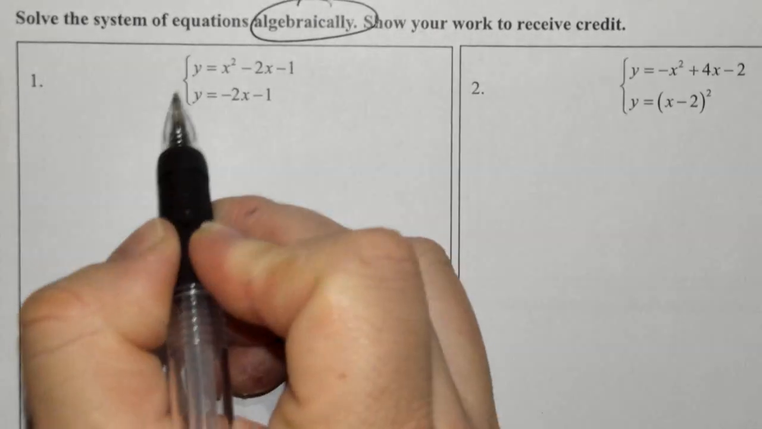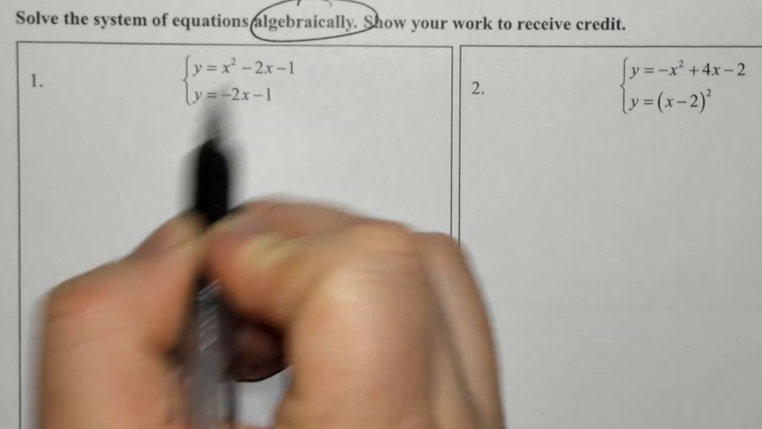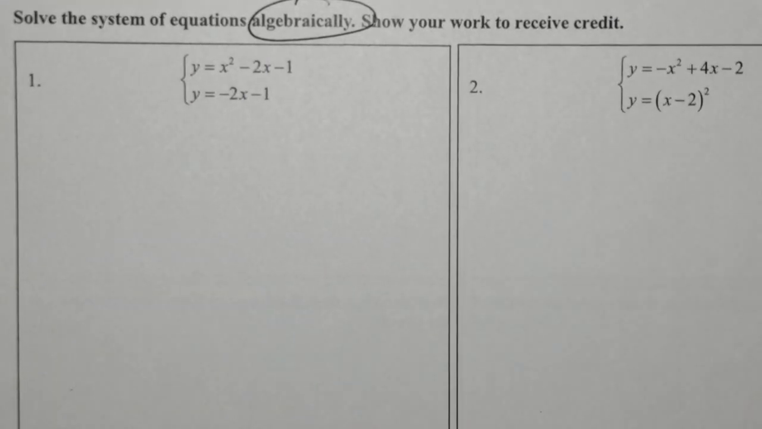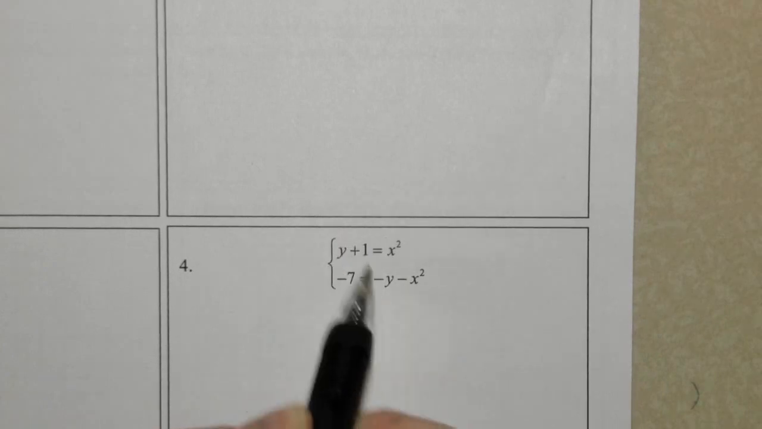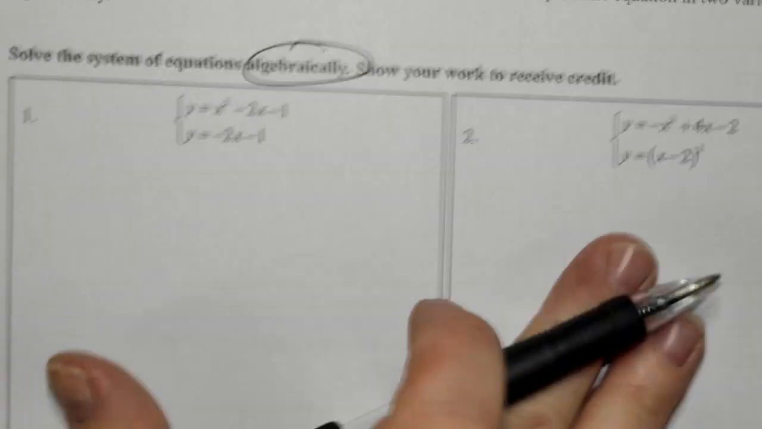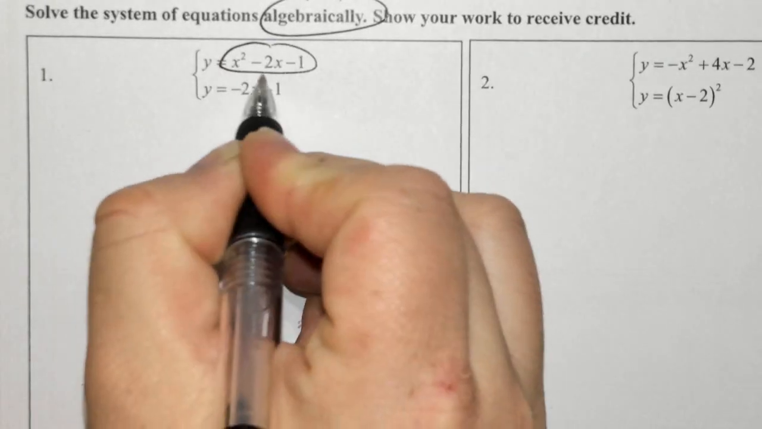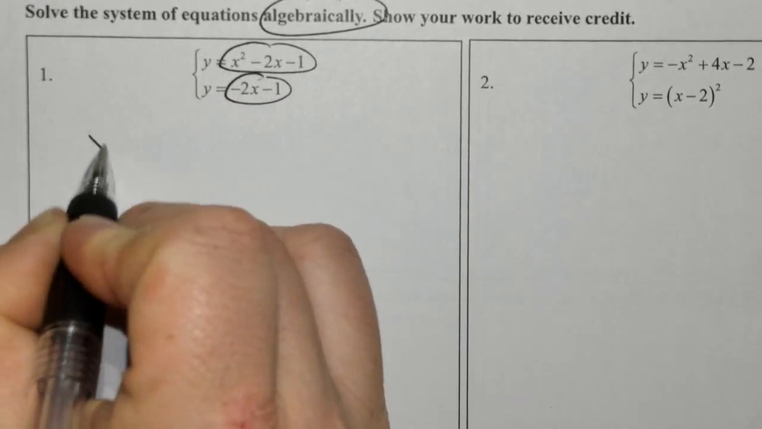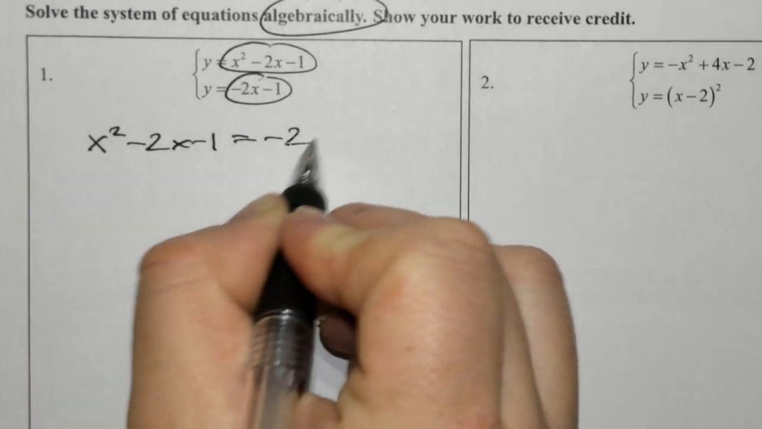To do this algebraically, the first thing we need to do is make sure y is by itself. In number 1 and number 2, I can see y is by itself, but look down to number 4. Can everybody see how y is not isolated in these two problems? All right, we're going to do number 4 after this. Once y is by itself, I'm going to set these two quantities equal to one another. X squared subtract 2x subtract 1 equals negative 2x minus 1.